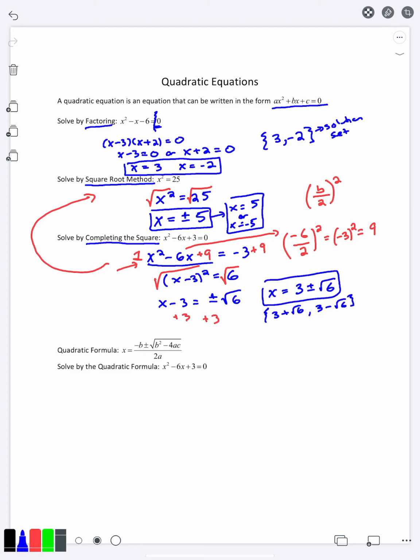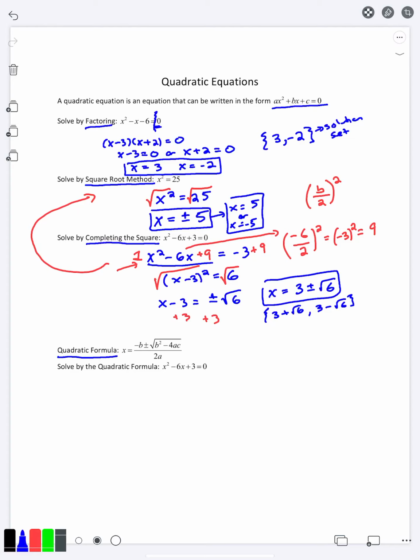The last method, which is one I found a lot of students like, one of the reasons why is that it always works no matter what quadratic equation you have. Not only that, once you get used to it, you can just plug in your numbers. You don't have to try factoring and try thinking. Just plug in the numbers and it'll work out the answer here. And it's called the Quadratic Formula.